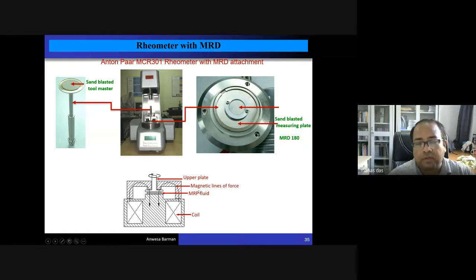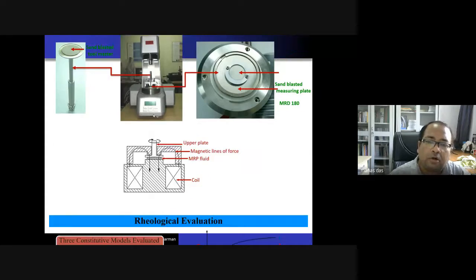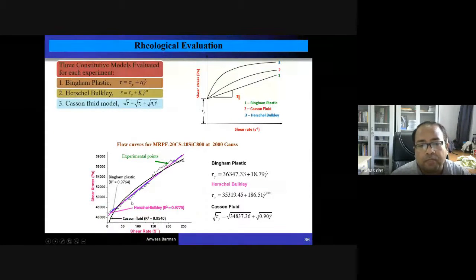On this bottom plate we put a certain amount of MR fluid. This is the 20 millimeter diameter, and the gap is 1 millimeter. When it tries to rotate, a resisting torque is generated. This torque is proportional to the shear stress, and the shear rate is calculated from the rotational speed of the tool. If you plot all these things you get this kind of points, and all these points are fitted with different models: Bingham plastic, Herschel-Bulkley, and a custom fluid model. From the R-square value of the fitting, we know which model fits better.